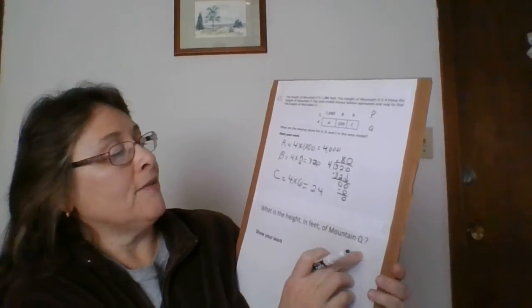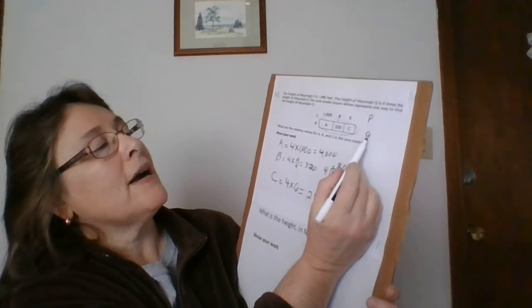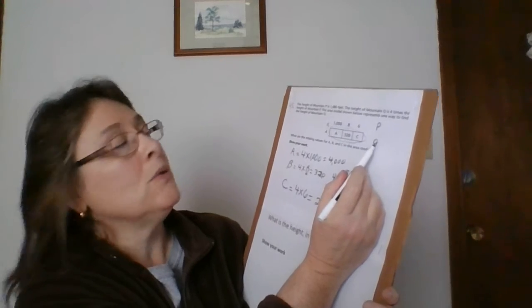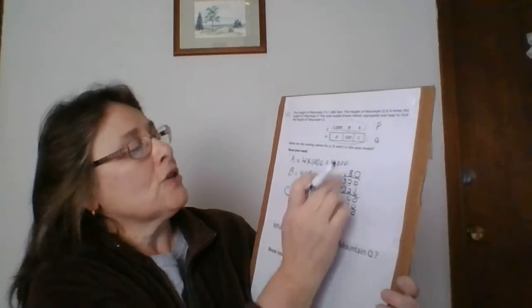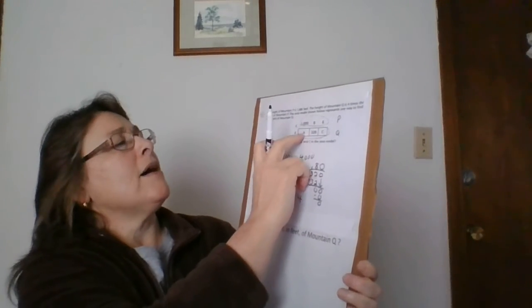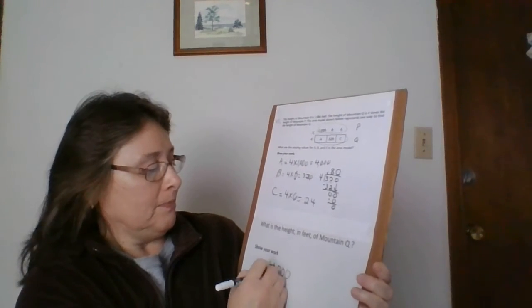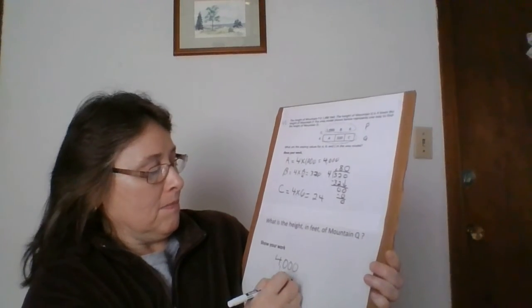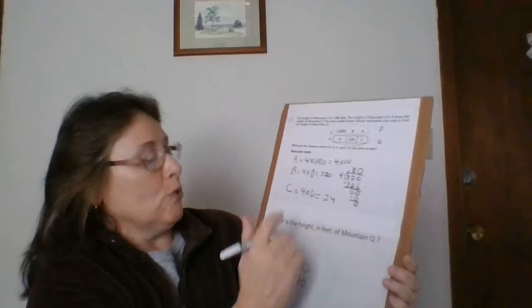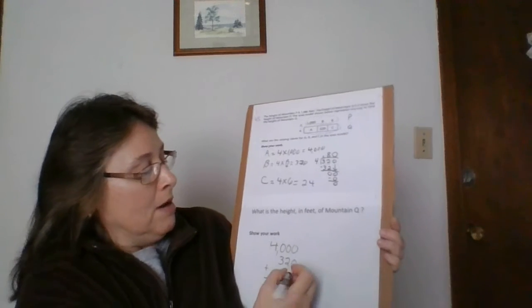In order to find the height of mountain Q, remember, these values added together will give me the height of mountain Q. And if I added the other values, that's going to give me the height of mountain P, which we already had. So let's take our answers. A was 4,000. The second part for mountain Q we already had was 320. And C we found was 24. So since we're finding the total, we're going to add them all up.